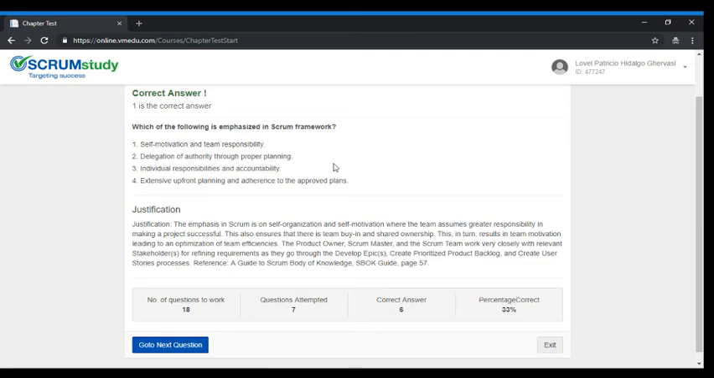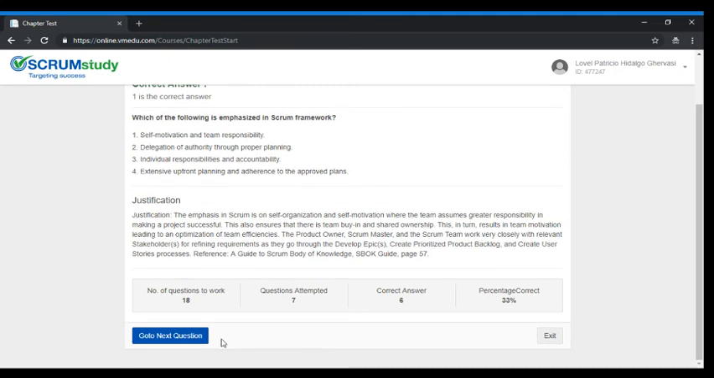Delegación de la autoridad, no, porque eso es la asignación de responsabilidades, eso se hace una única vez. Responsabilidades individuales y autoconteo tampoco, porque los equipos de Scrum siempre trabajan en conjunto retroalimentándose en el backlog. Y planificación extensiva, no, menos. Mientras menos tiempo se planifica, es mejor.